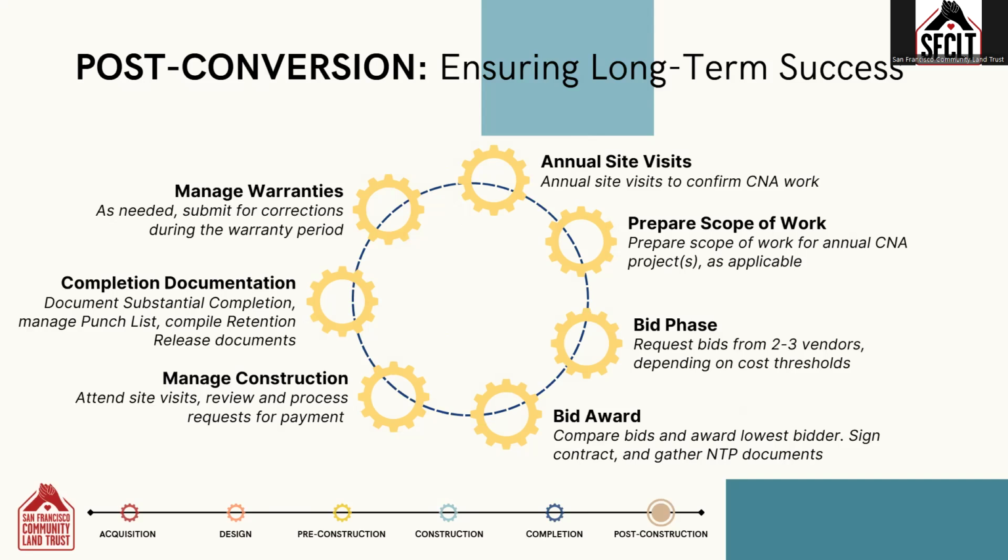This annual project will follow a similar life cycle as the rehab project, though on a smaller scale and a faster timeline. The CM will prepare the scope of work, request multiple competitive bids, and award to the lowest qualified bidder. A contract will be drafted and signed, and notice to proceed documents will be gathered. The CM will manage the construction, will gather all the completion documents at the end, and will provide support for managing repairs during the warranty period. This cycle will continue indefinitely in order to maintain a safe and healthy home for the tenants.